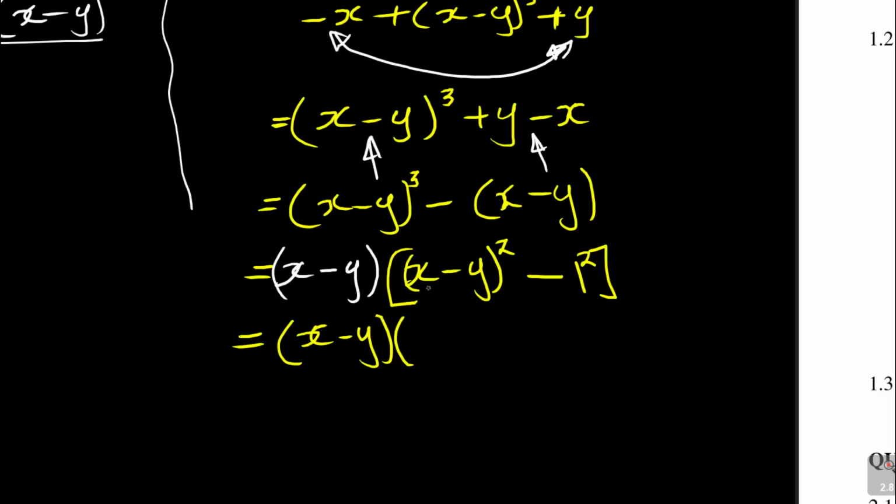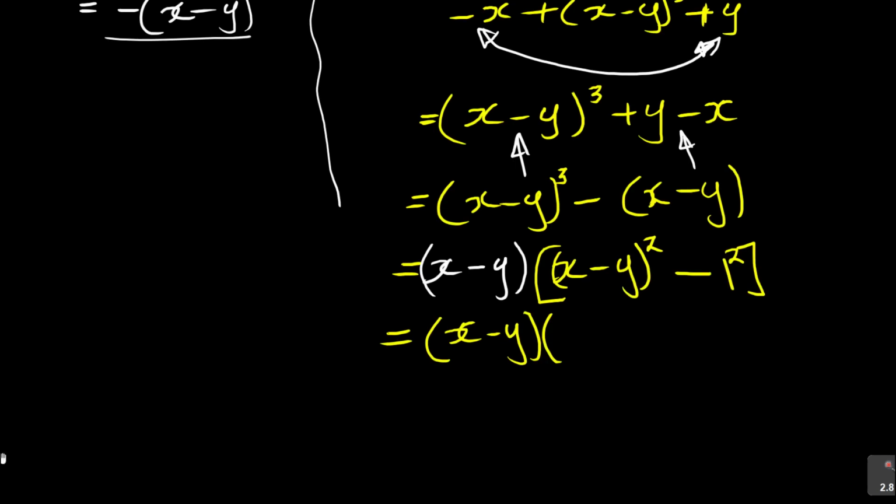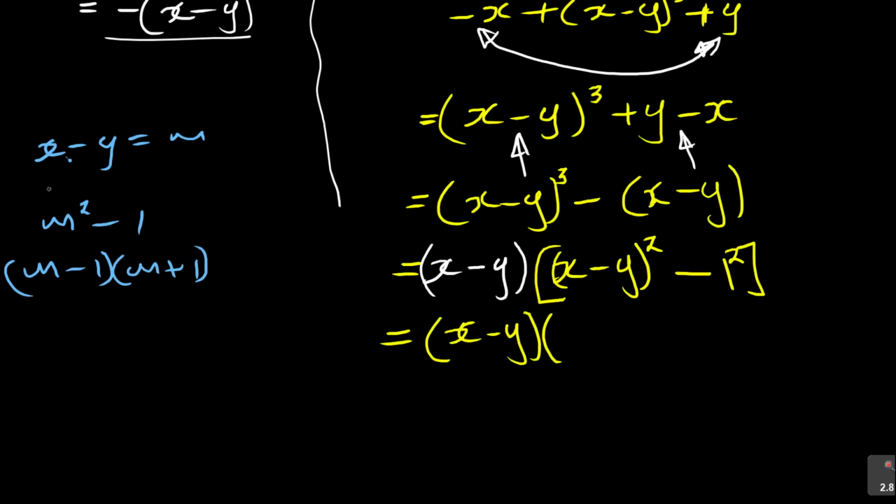If you see a square, you can actually look at it like this. If you see this x minus y, you can say x minus y, let it be equal to m. So what you will have is m squared minus 1. So what is m squared minus 1? M minus 1 and what? And m plus 1. But you remind yourself that m is x minus y. So you have x minus y minus 1. You see what is happening? And then m again is x minus y plus 1. That's what they're trying to do here.